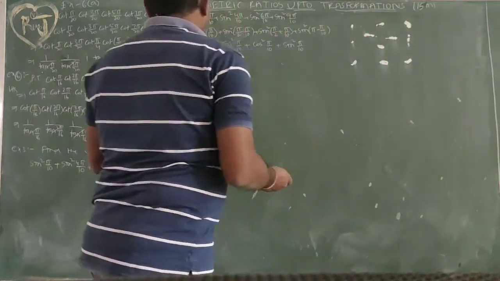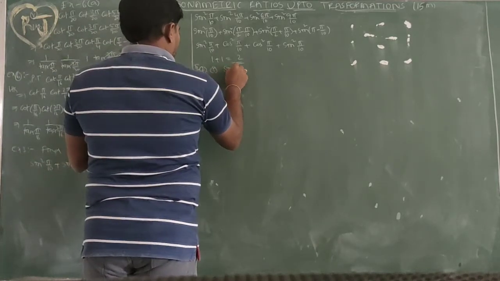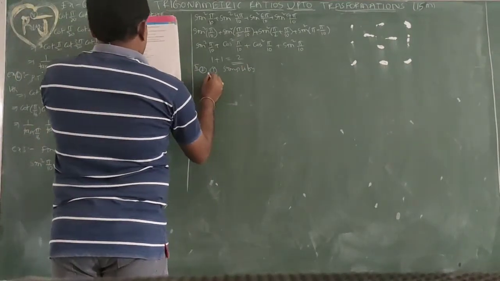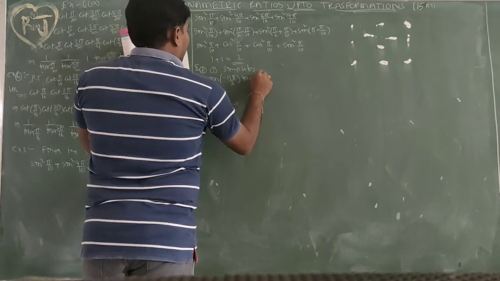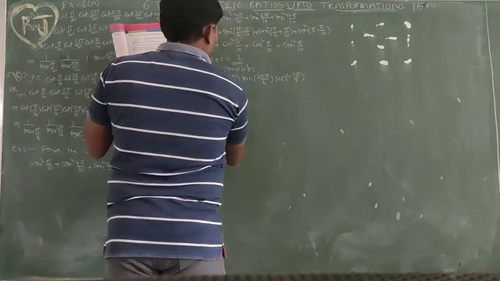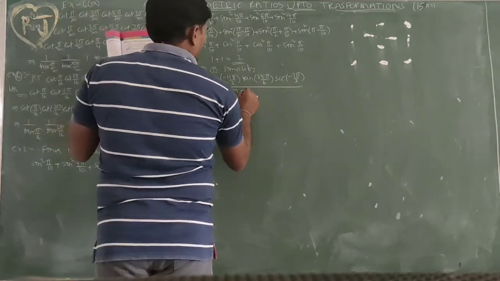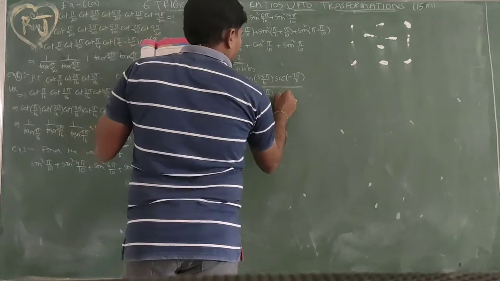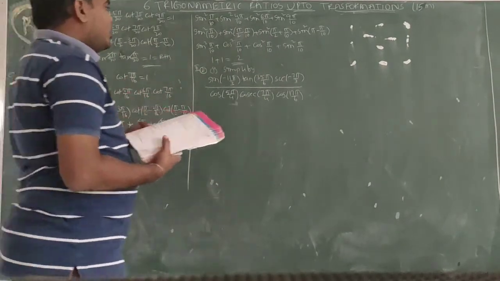Second question. In that, first we need to simplify: sin of minus 11 pi by 3, tan 35 pi by 6, sec minus 7 pi by 3 divided by cos 5 pi by 4, cosec 7 pi by 4, cos 17 pi by 6. Okay, so we need to simplify this one.